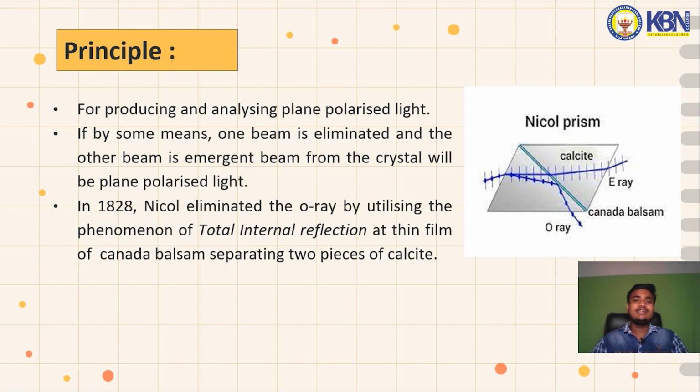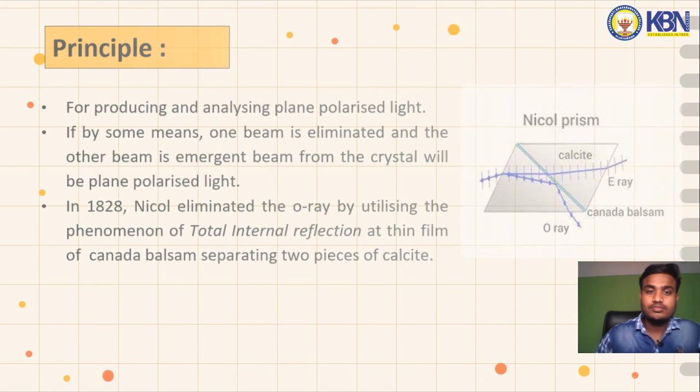In 1828, Nicol eliminated the ordinary ray and let only the extraordinary ray emerge by utilizing the phenomenon of total internal reflection, with a thin film of Canada balsam separating the two pieces of calcite.